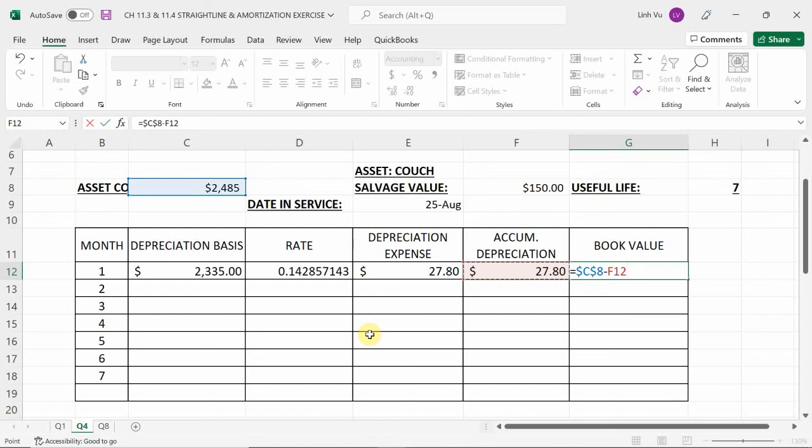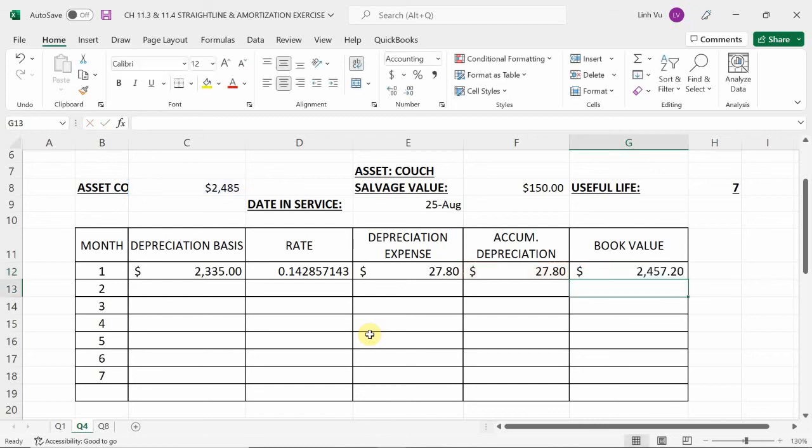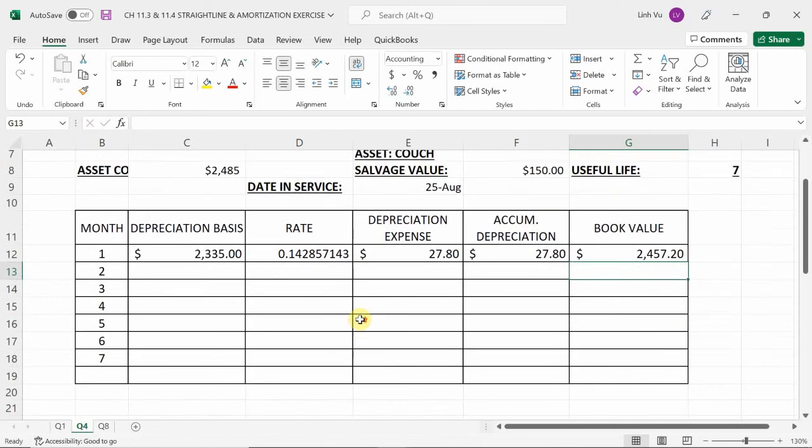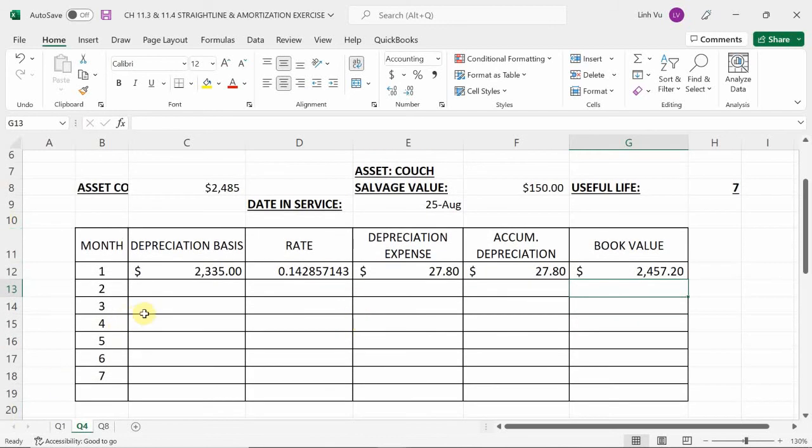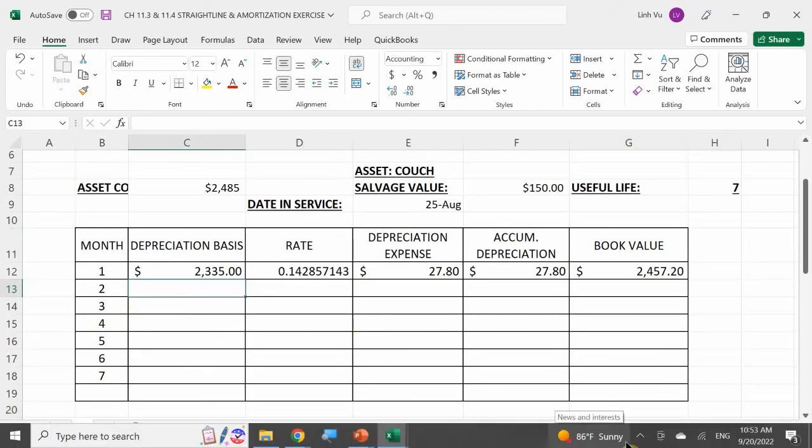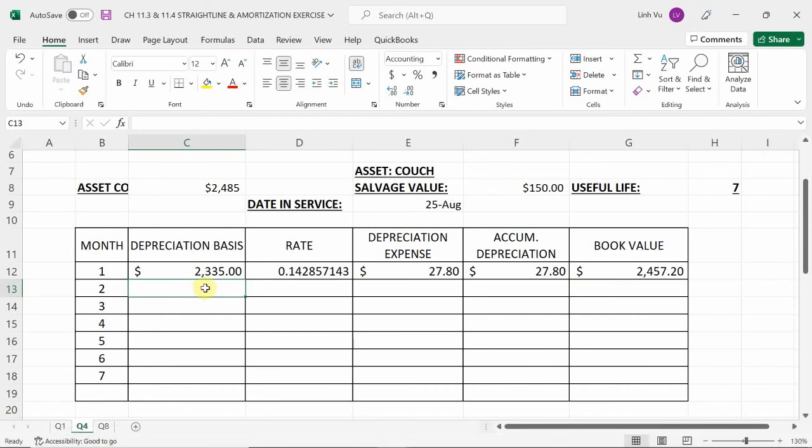Is it 2,457.20? Correct. 2,457.20. All right, so let's solve for the next month. What's my depreciation basis for the second month? Is it $2,335? Yes, because it's the asset cost minus salvage value.